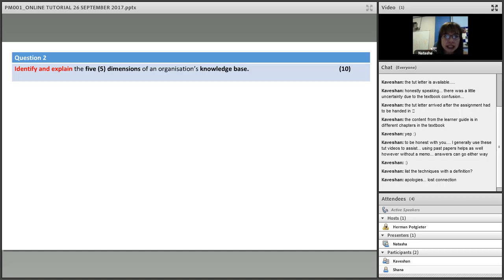Identify and explain the 5 dimensions of an organization's knowledge base. How are you going to answer this question? 10 marks.